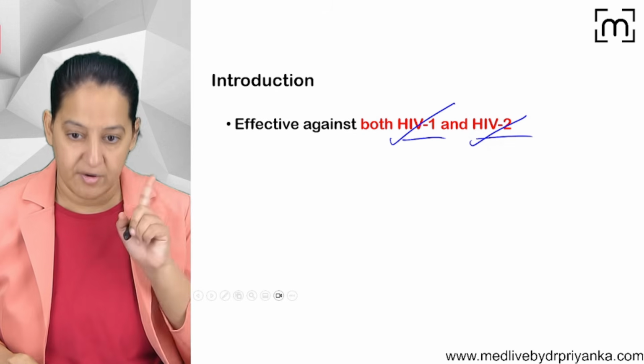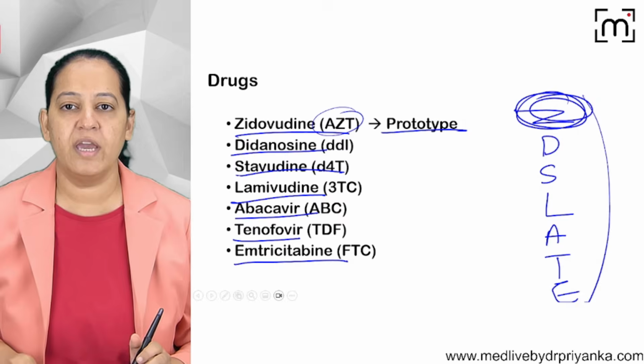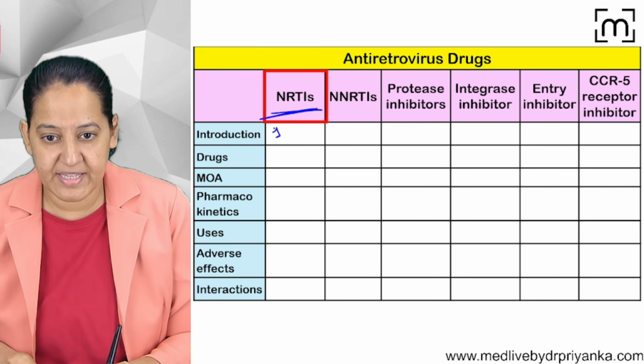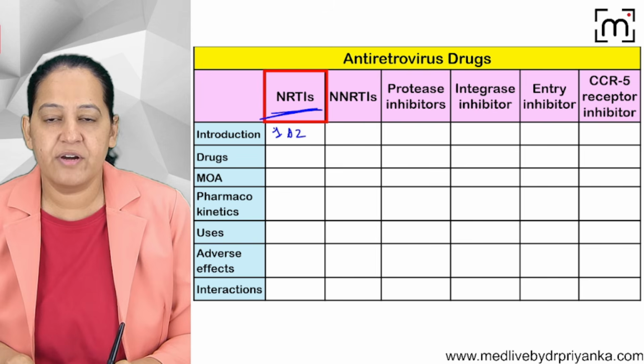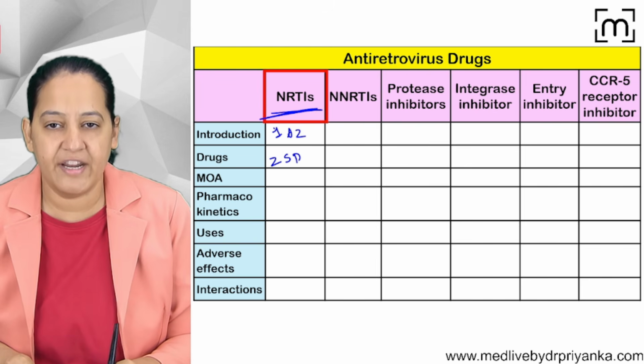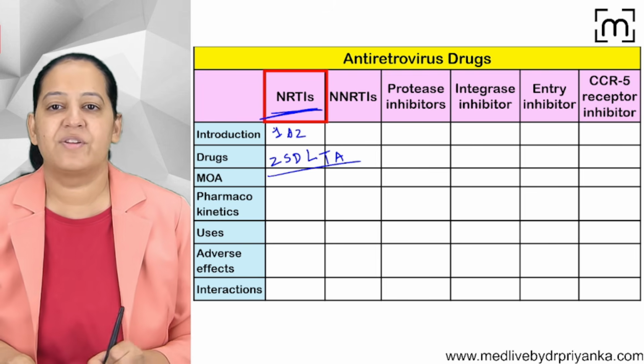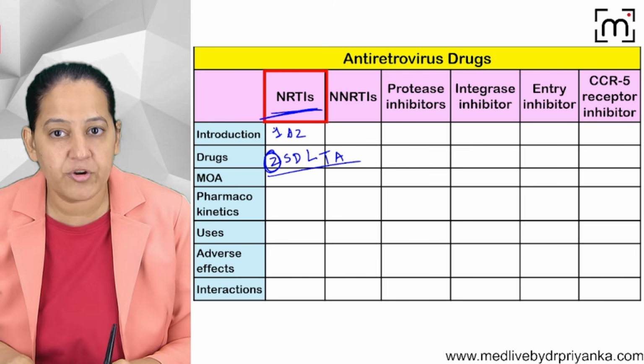First you learn the introduction and the drugs. In this table, first tell me the introduction: it is effective against HIV 1 and 2 both. Names of the drugs: Zidovudine, stavudine, didanosine, lamivudine, tenofovir, abacavir. Please write down all the drugs. The most important prototype is Zidovudine.